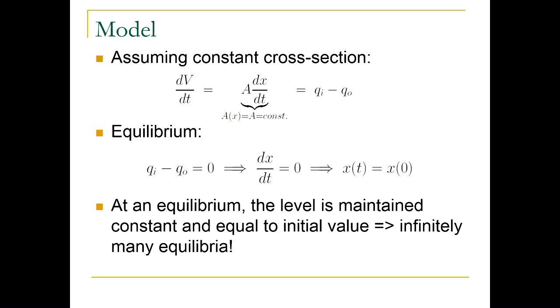So how would we mathematically denote or find an equilibrium in this system? Well, if the inflow is equal to the outflow, then the level doesn't change. That would be one definition of an equilibrium. So if Qi minus Qo is 0, that's basically the difference is 0, then we have the derivative of the level, x, with respect to time is 0. But what does this mean?